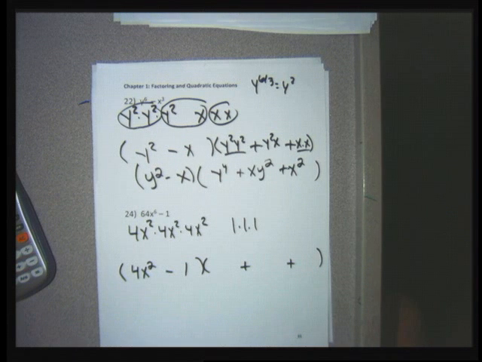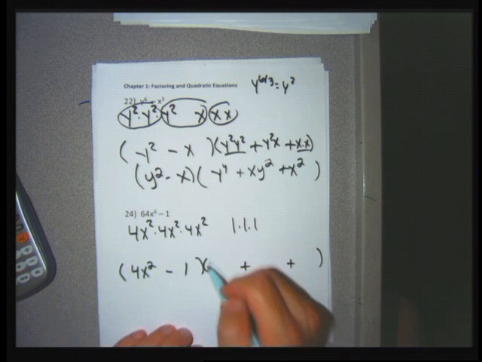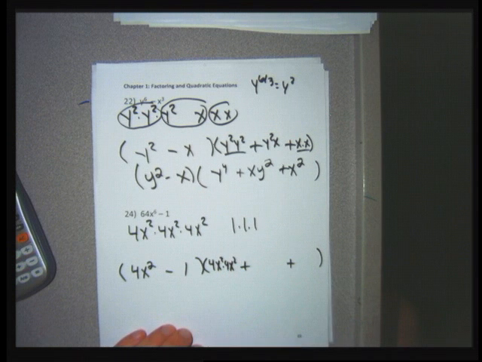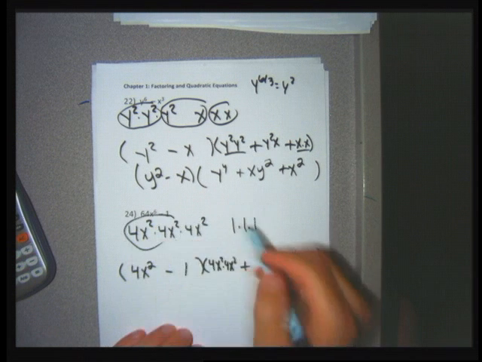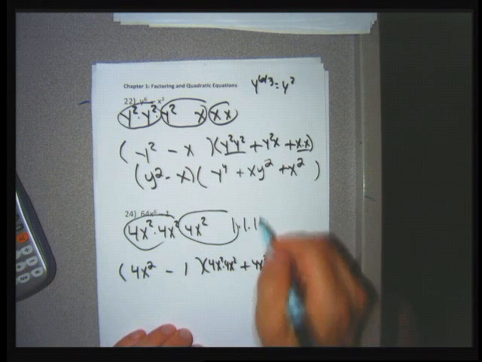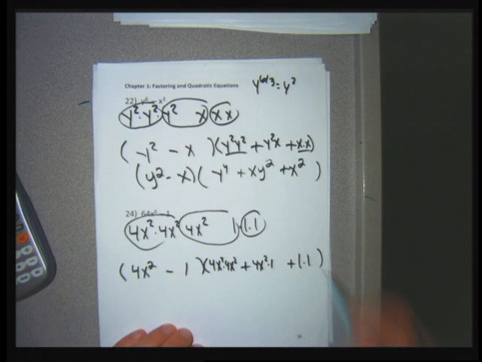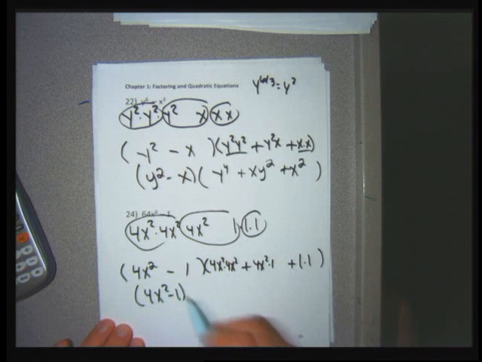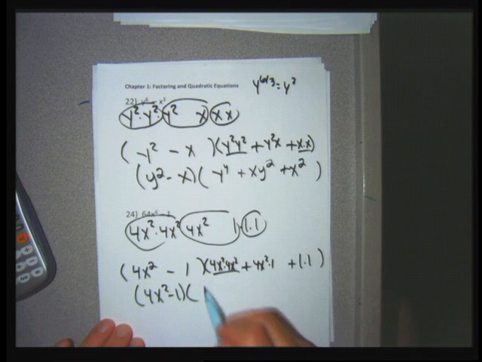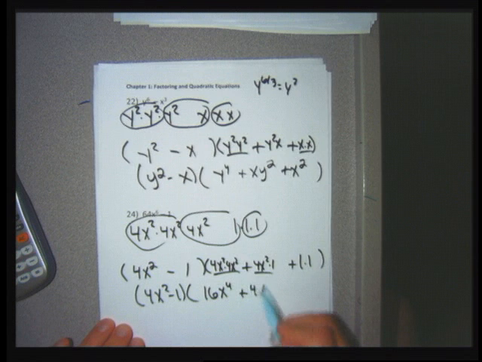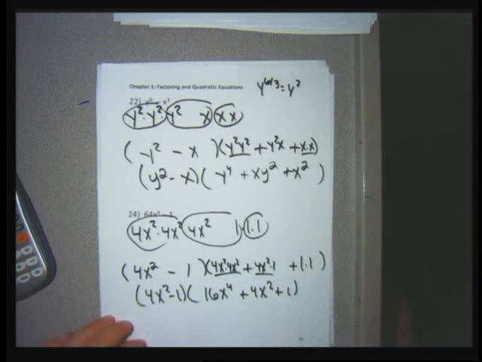I'll live with it. Second parentheses, 4x squared times 4x squared, and then 4x squared times 1, and then 1 times 1. So this is 4x squared minus 1, and then that multiplies to be 16x to the 4th. That multiplies to be 4x squared. That multiplies to be 1.